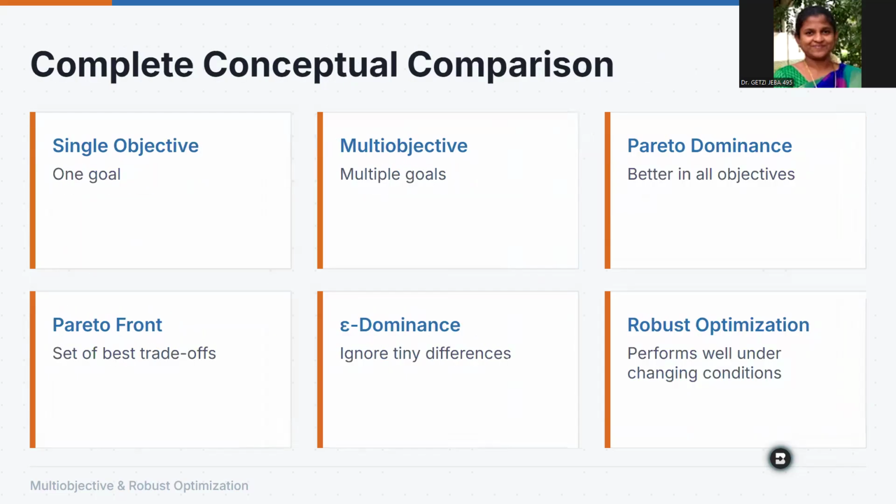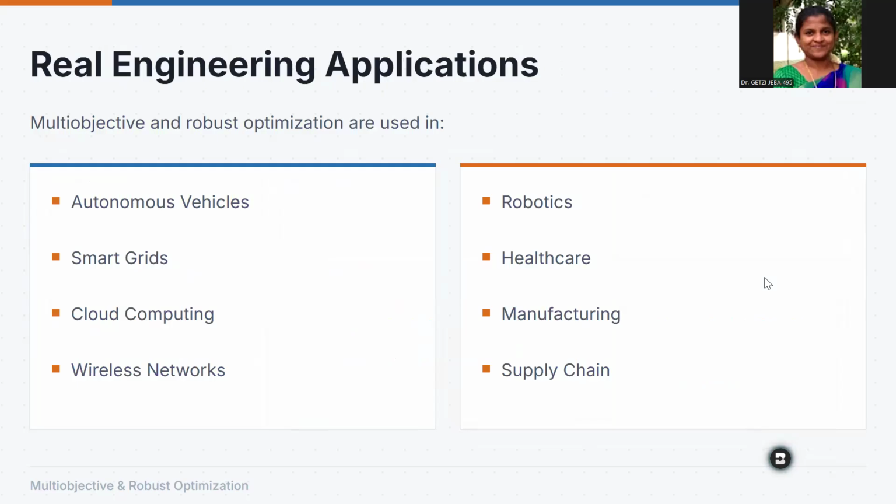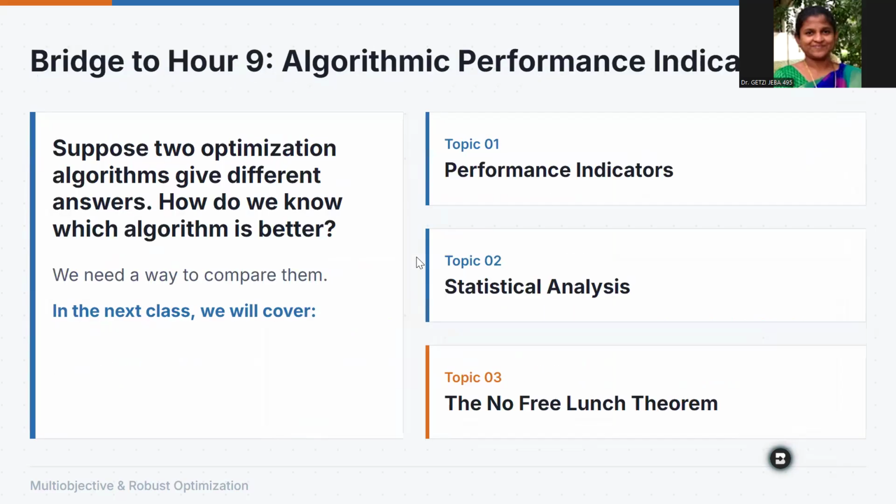That's about the camel. So what are all the concepts that we studied in this video? We studied single objective optimization, multi-objective optimization, then Pareto dominance, Pareto front, epsilon dominance, and robust optimization. If you think about real world engineering applications where multi-objective and robust optimization are used, some examples are autonomous vehicles, smart grids, cloud computing, wireless networks, robotics, healthcare, manufacturing, and supply chain.